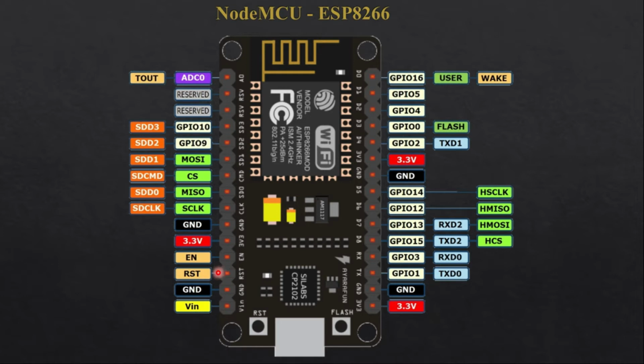We have reset and enable pins also, and this board works on a 3.3 volt DC supply, and a few ground pins are also available on the board. From here you can connect your micro USB cable and the board will run. We have two push buttons also, for reset and flash. And the speciality of this board is that it has an on-chip Wi-Fi module, and due to that it has the capability of Wi-Fi, and this is the PCB antenna, and that's why it is most popular for the development of IoT projects. So this is a very short intro of NodeMCU ESP8266.